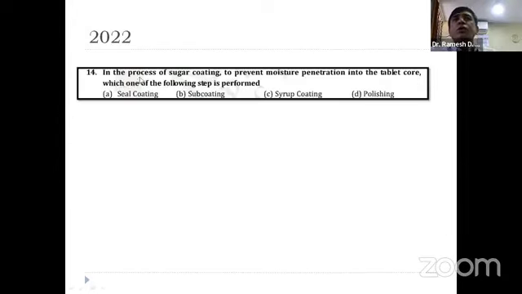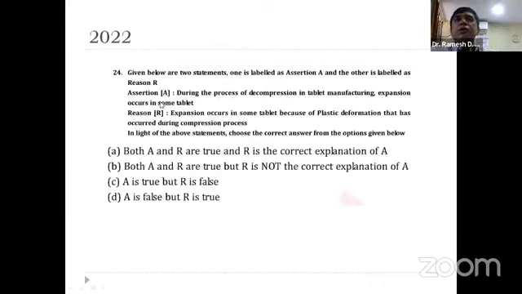In 2022, in the process of sugar coating, to prevent moisture penetration, which of the following steps is performed? Seal coating, subcoating, shear coating, or polishing. In 2022, two statements are given. During the process of decompression in tablet manufacturing, expansion occurs in some tablets. And the reason given is that expansion occurs because of plastic deformation that has occurred during the compression process. And there are four options: A and R are true, and correct explanation or not correct explanation, etc.